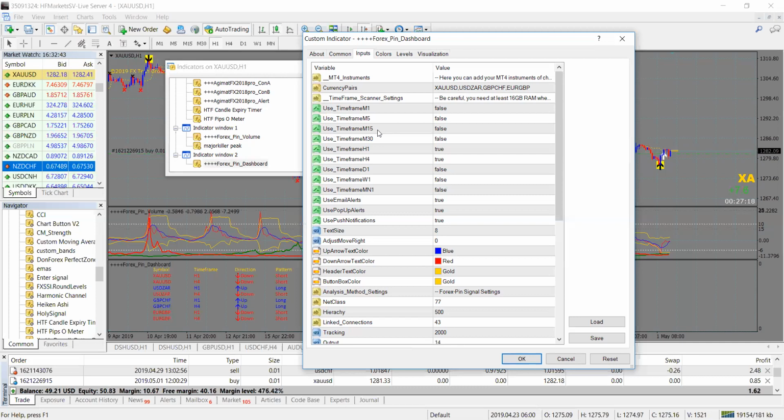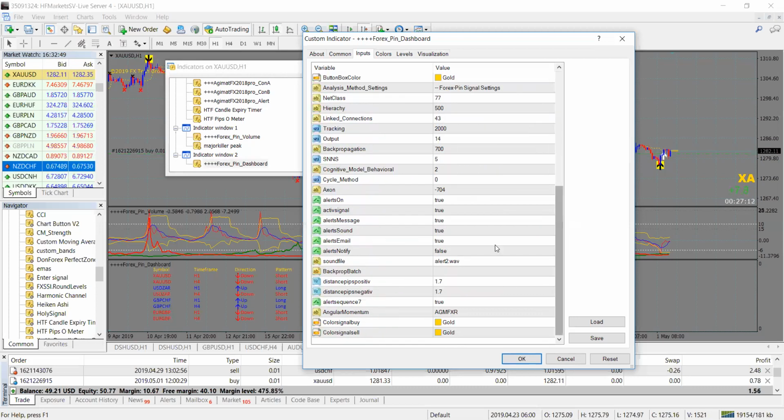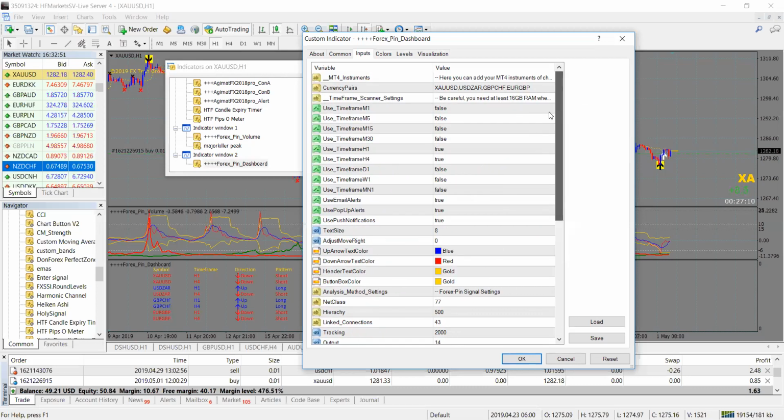Once again, just to get that out of the way. So anyway, every other thing you see here is basically default, except for the number of pairs, which is just these 4 pairs, and the 2 time frames. Every other thing I just leave as default.